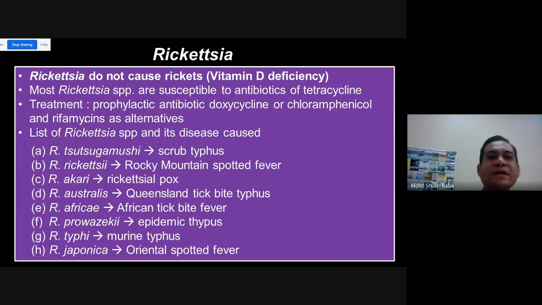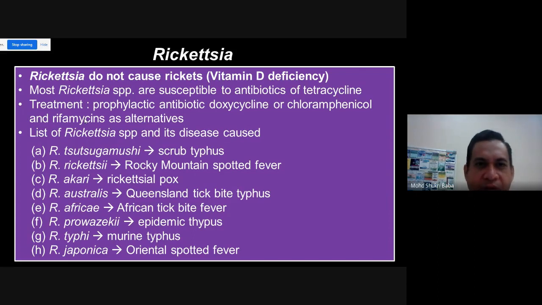Okay, one thing about rickettsia is, tengok statement pertama. Rickettsia do not cause ricket. Apa nak dengar perkataan penyakit ricket, sejenis vitamin D deficiency. Alright, so ricket, sejenis penyakit vitamin D deficiency, is not caused by bacteria rickettsia. Alright, ricket tu lain, rickettsia tu lain. But mostly rickettsia species, rickettsia tu sejenis bakteria, are susceptible to antibiotic of tetracycline.